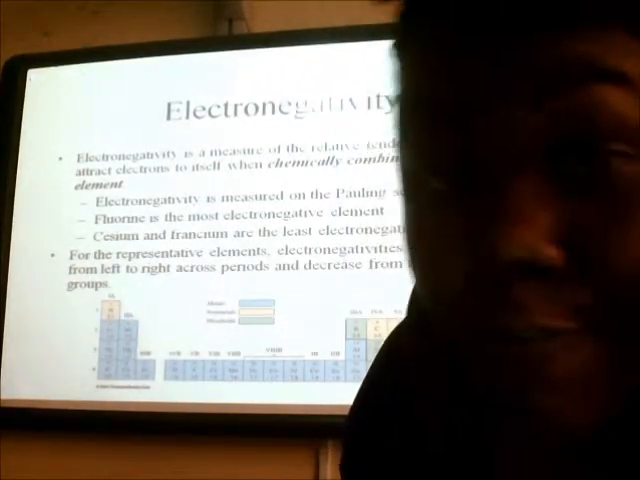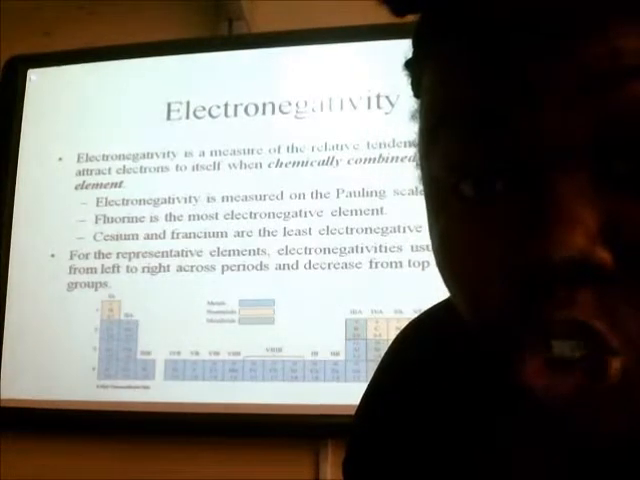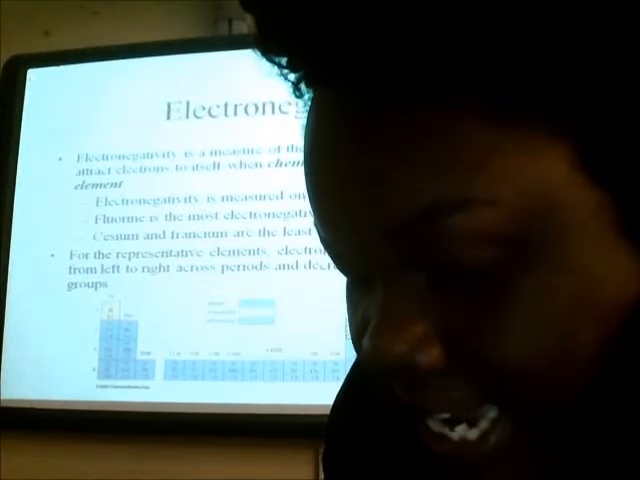Electronegativity, as we go from left to right, is going to increase because we're getting closer to fluorine. Everybody that fluorine hangs out with likes electrons, needs electrons, gotta have electrons. So, as we go left to right, electronegativity increases. Now, as we go from top to bottom, electronegativity decreases.